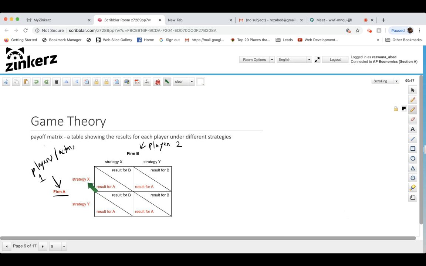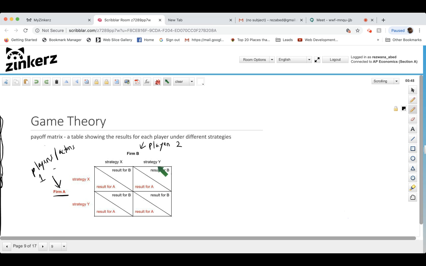And next to the cells, sorry, not the numbers, the letters here, it says strategy X, strategy Y. These are for farm A. And for farm B you have the same thing: strategy X and strategy Y. These are essentially exactly as it says, the different options that these two farms have available. Farm A can choose either strategy X or strategy Y, and farm B can do the same.